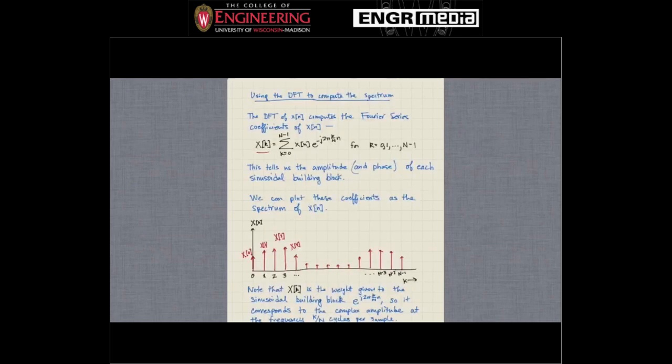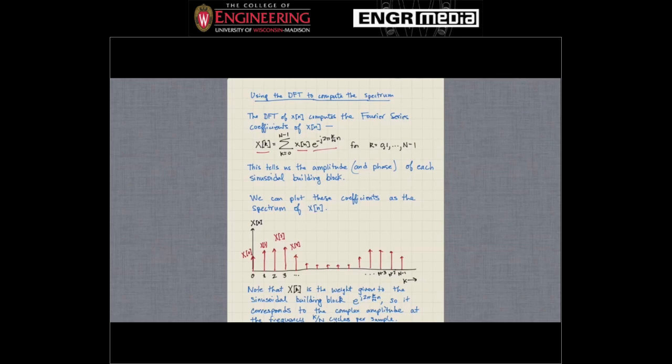So we're summing from k equals 0 to n minus 1. We're summing over all the values of x of n, and each sample of x of n is weighted by a complex exponential at a digital frequency of k over n. And this equation is for k equals 0, 1, 2, all the way up to n minus 1.